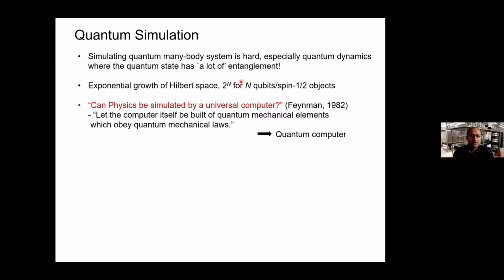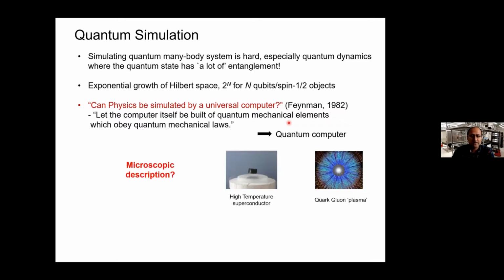In 1982, Feynman asked this question: can physics be simulated by a universal computer? He argued that if we build the computer itself out of quantum mechanical elements, then maybe natively the computer understands the laws of quantum physics, so we don't have to deal with encoding this exponential Hilbert space on our classical resources. Between 1982 and now, there have been many technical developments. There are many experimental groups now trying to realize a quantum computer. We don't have a digital quantum computer yet, but we do have some small-scale quantum computers and quantum simulators.